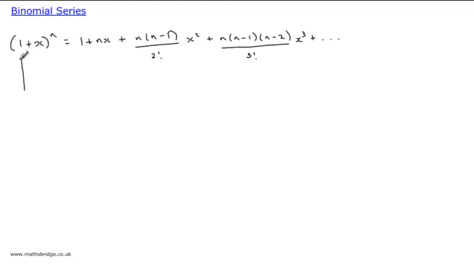The expansion can only be used when the constant term is 1, and is only valid when x is between minus 1 and 1. This is to ensure that the later terms converge.